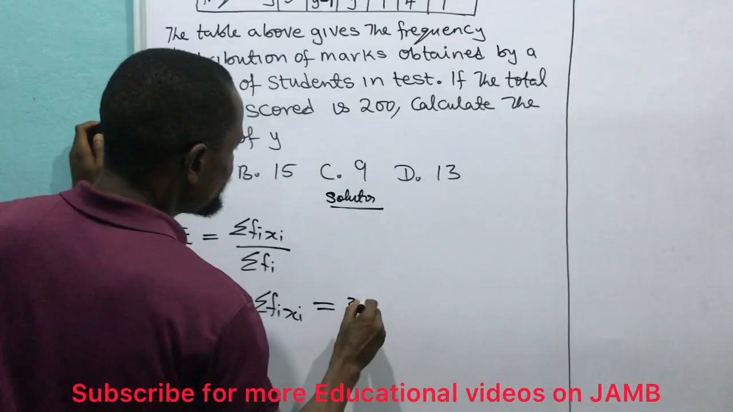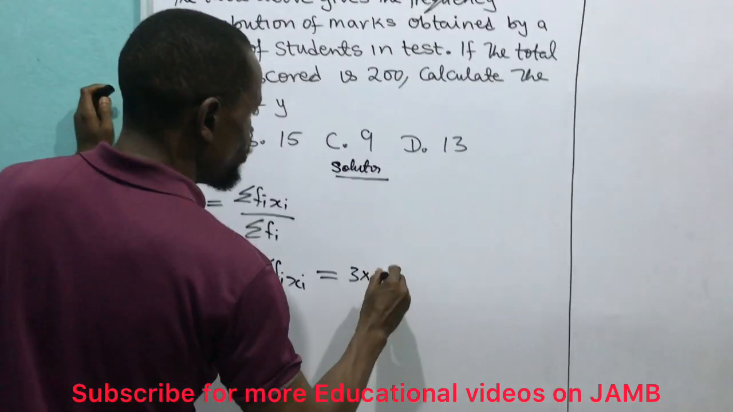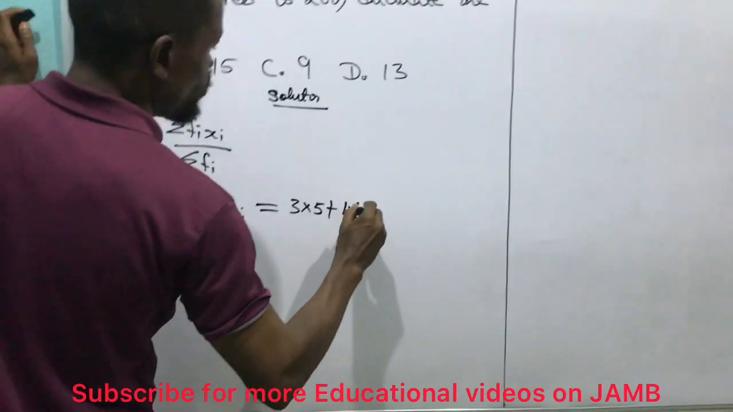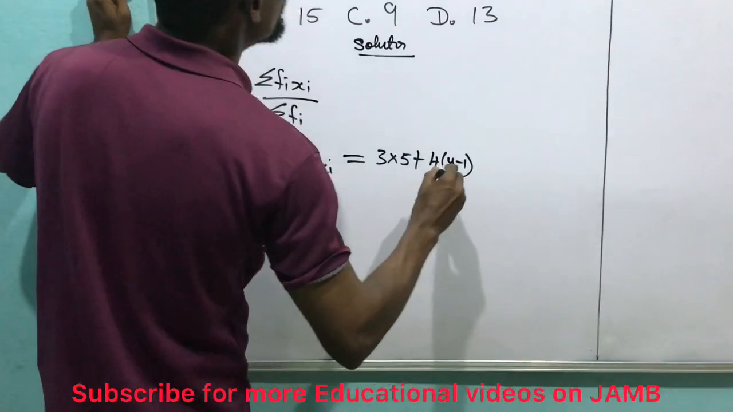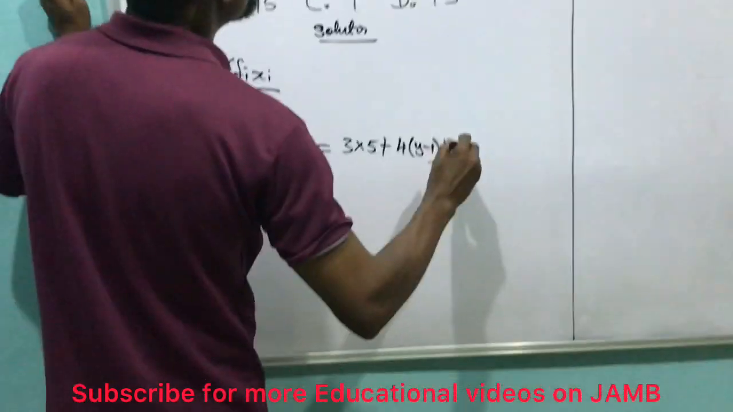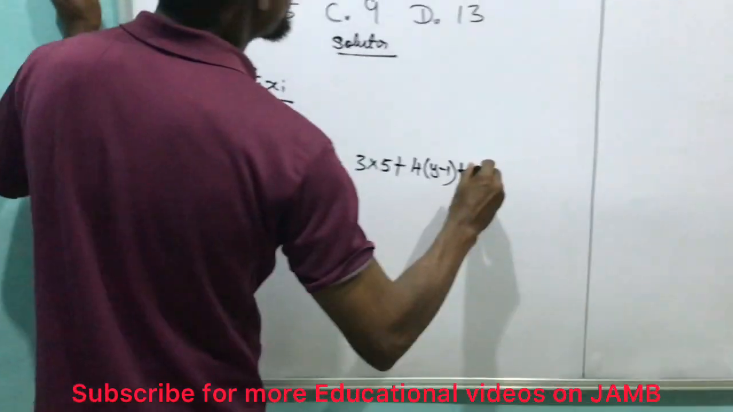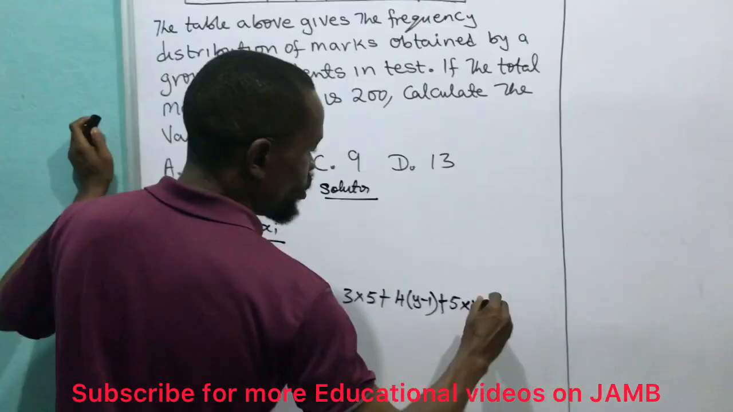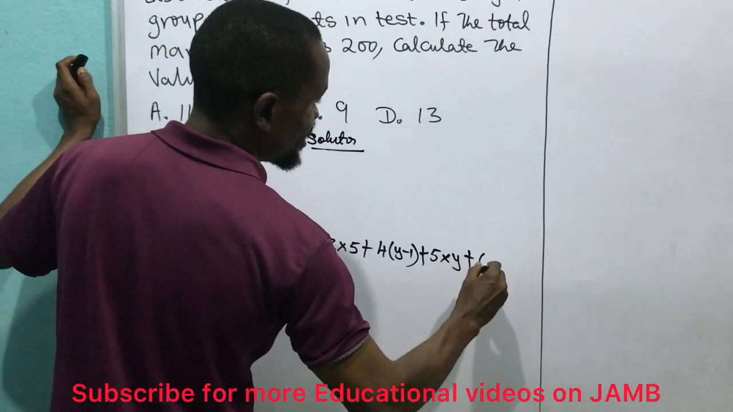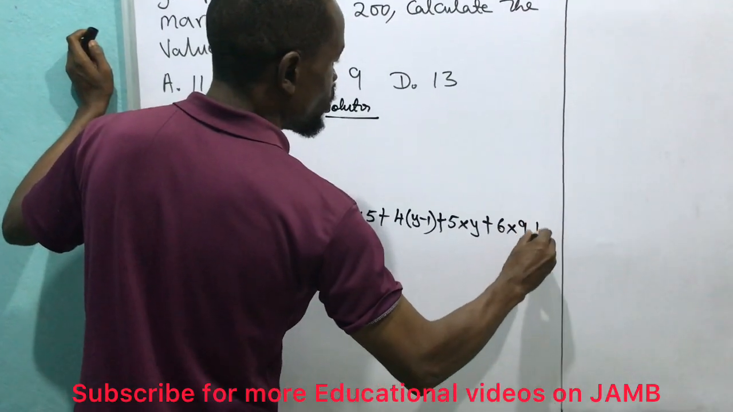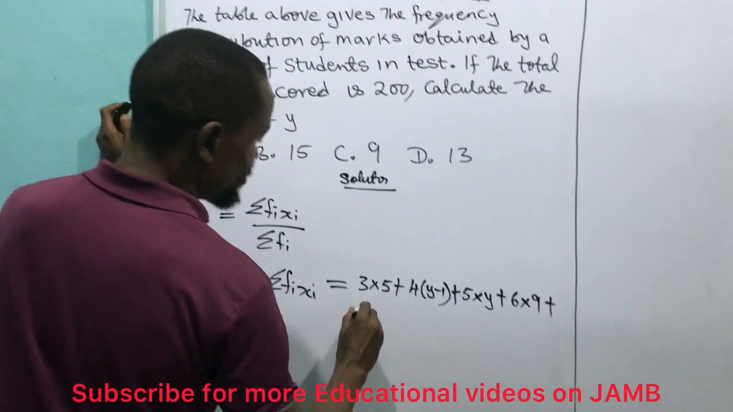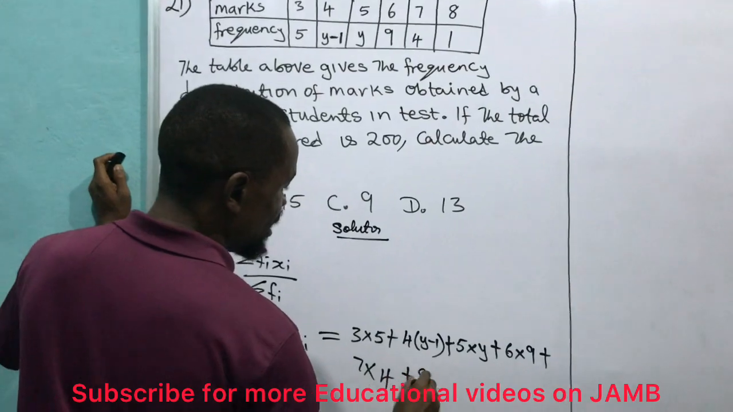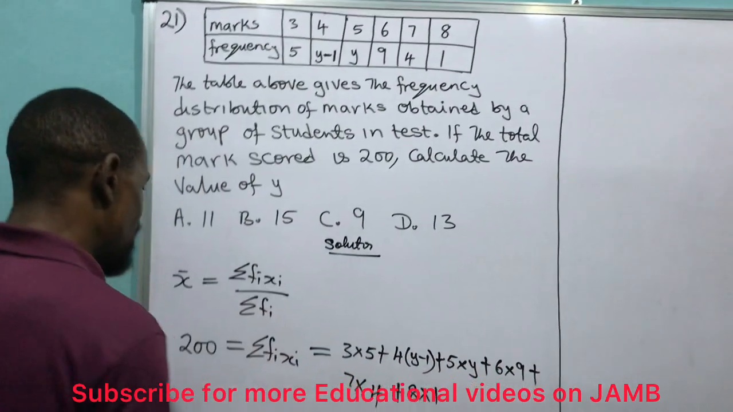3 times 5, plus 4 times y minus 1, plus 5 times y, plus 6 times 9, plus 7 times 4, plus 8 times 1. And what does it mean?